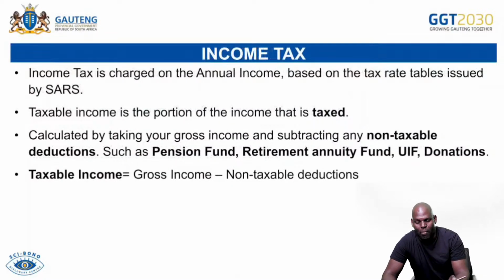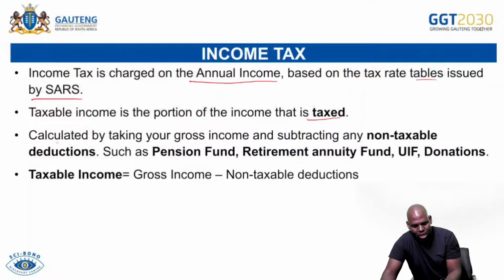Okay, then about income tax. We said income tax is charged on an annual income. That means an income that one receives over a year based on the tax rate tables issued by SARS. And then taxable income is the portion of the income that is taxed, or the part of the income that must be taxed.